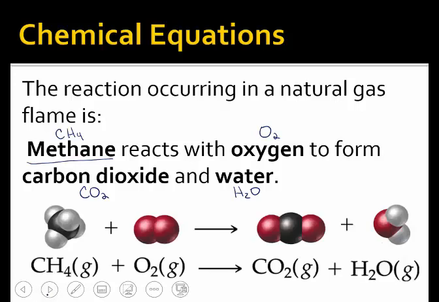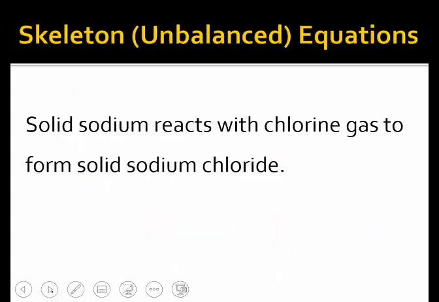Here we have our molecules, and here we have our actual chemical equation written out underneath it. So methane is a gas. This is the process that occurs when you turn on your stove if you have natural gas. Methane gas is reacting with oxygen gas, and it forms carbon dioxide and water. Let's take a look at another example.